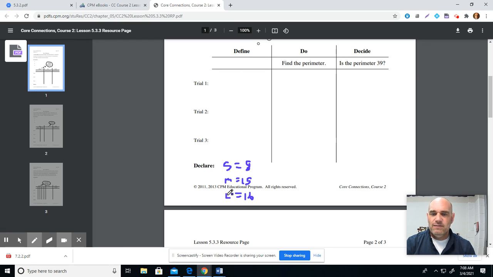So that's our 5D process, okay? Remember, we did 3 columns because we had 3 different sides of a triangle. The do was I added up the 3 sides, and then I had to say if I was too high, too low, or just right for my decide. And then my declare is where I actually wrote down what the sides are. It was kind of like my answer. Hopefully that helps.